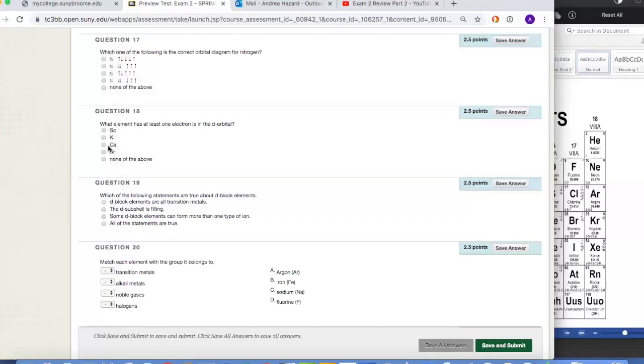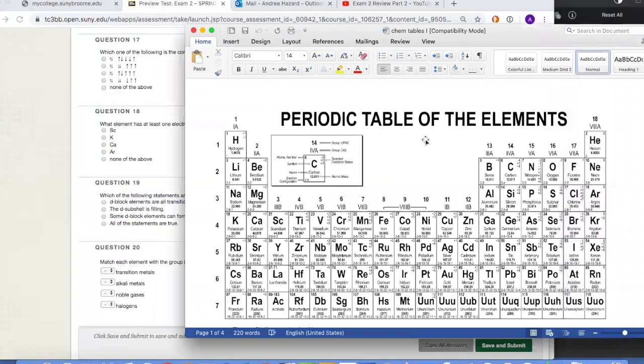So potassium and calcium are both right before scandium. They have the s subshell filling, but they don't have any d electrons because that shell isn't filling until we get to the d block. So it would not be either of those. And then argon over here, that's in period 3. So remember, we have the s subshell. So basically the d subshell does not fill until we get to group 4. So scandium is the choice there.